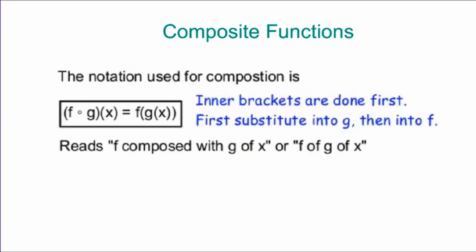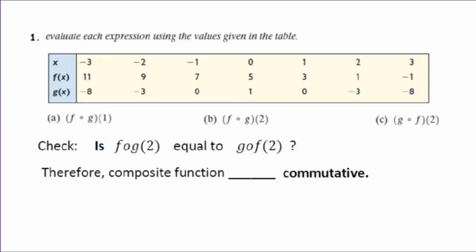For composite functions, the notation used is this one. Remember, inner brackets are done first, so inside first. First substitute into g, then into f. We read it as f composed with g of x, or f of g of x. Normally we use this. Now let's do some examples.